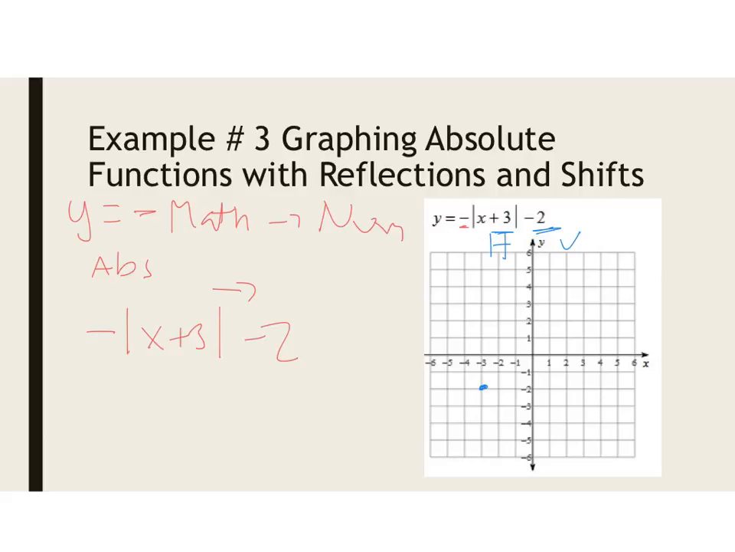Now the reflection comes from this negative, so I'm still going to have a slope of 1, but it's going to be -1 and +1 on opposite sides. So I'm going to go down 1 over 1, down 1 over 1, down 1 over 1, down 1 over 1, down 1 over 1, and repeat. So here's my V. It's just been reflected upside down, and it has also shifted to the left 3 and down 2.